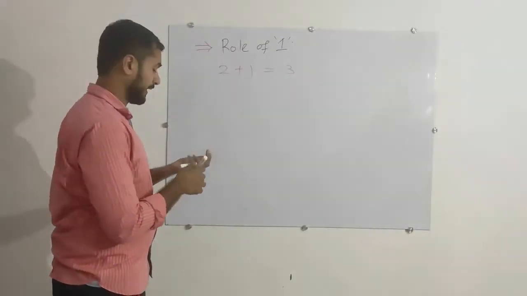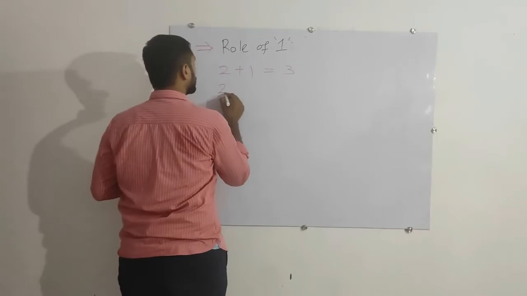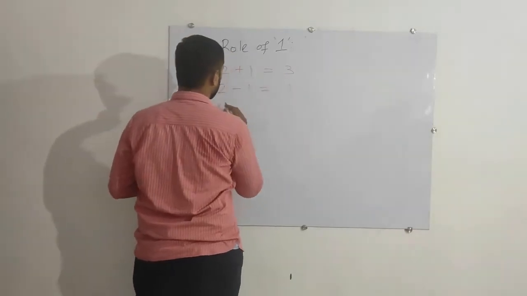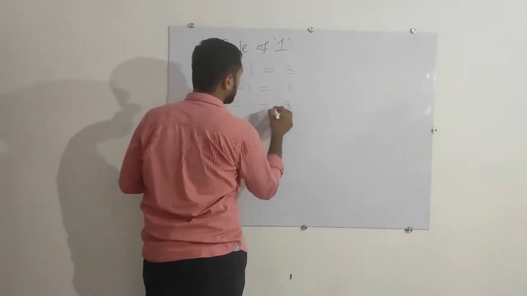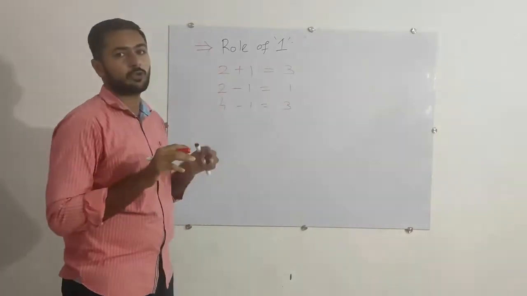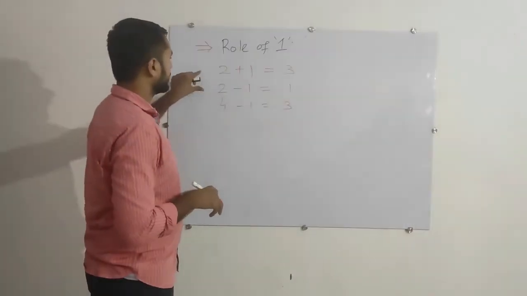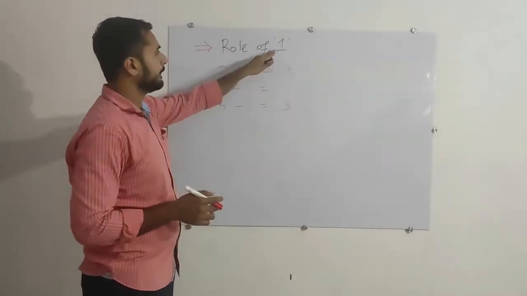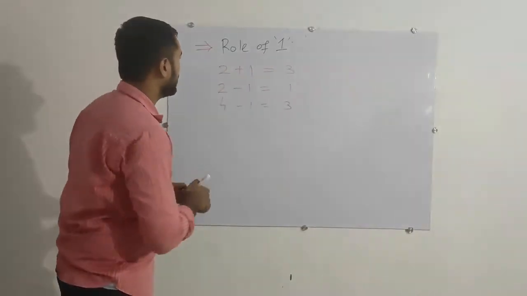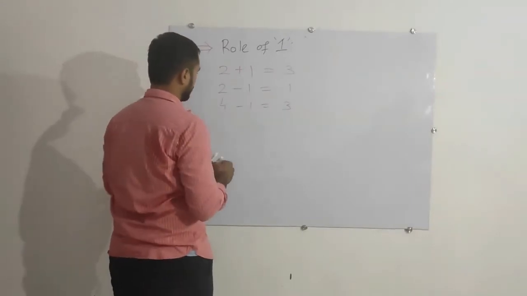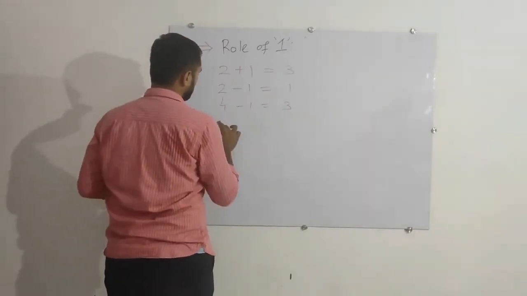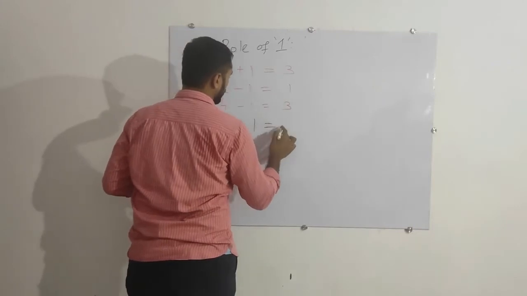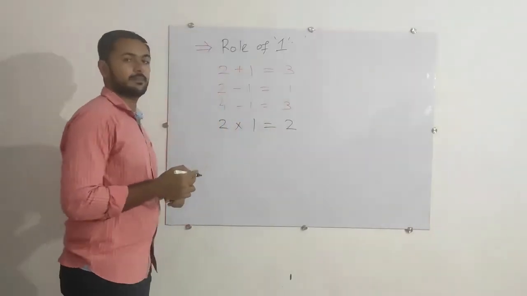Now let's see subtraction. 2 minus 1 is 1, and 4 minus 1 is 3. It means in subtraction also I am not getting the same number. So for addition and subtraction, there is nothing special about 1. Now let's see multiplication. If I do 2 multiplied by 1, 2 ones are 2. The answer will be the same.